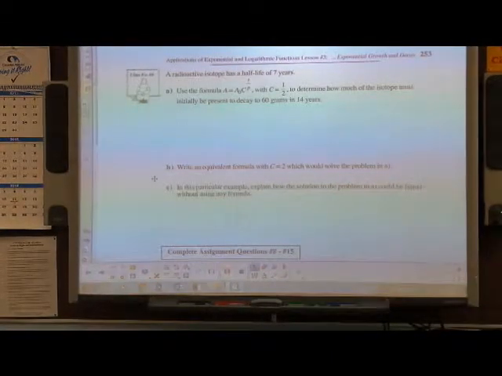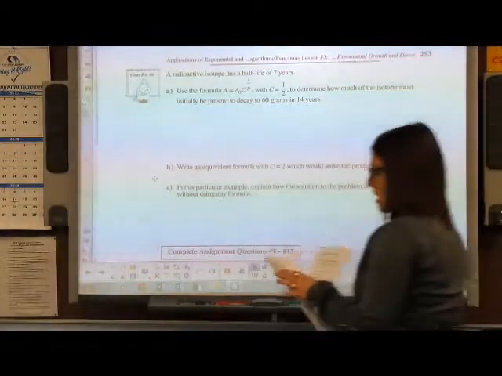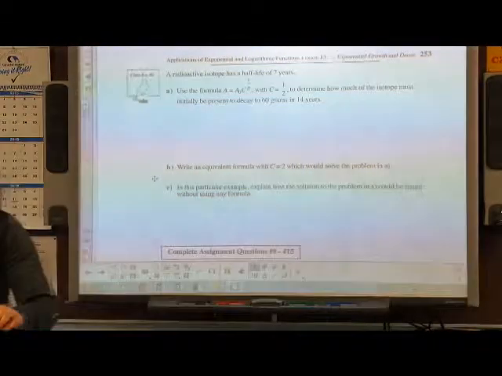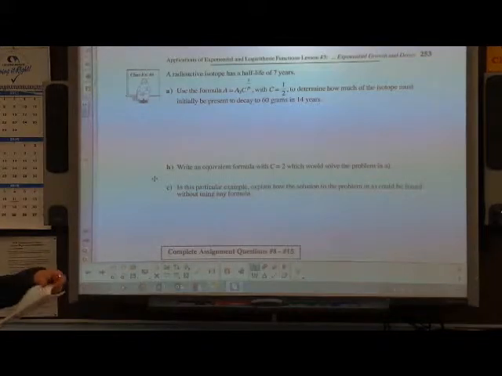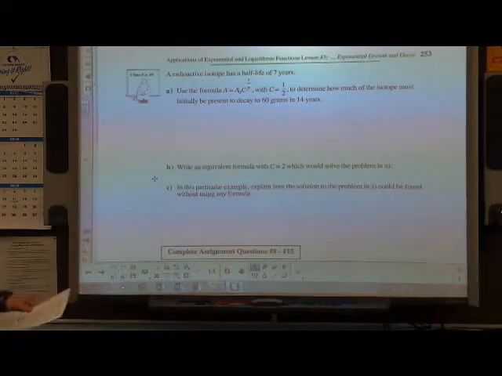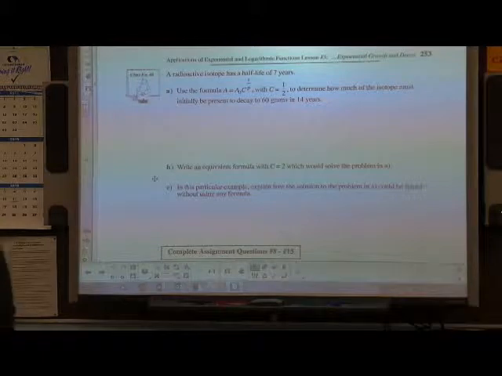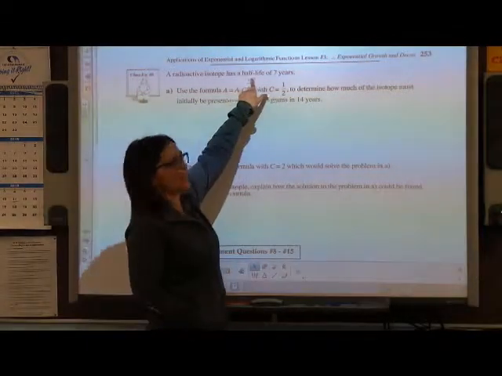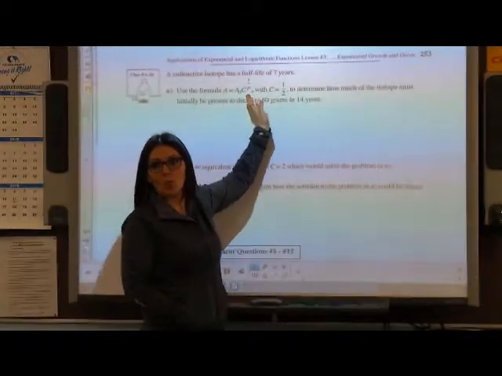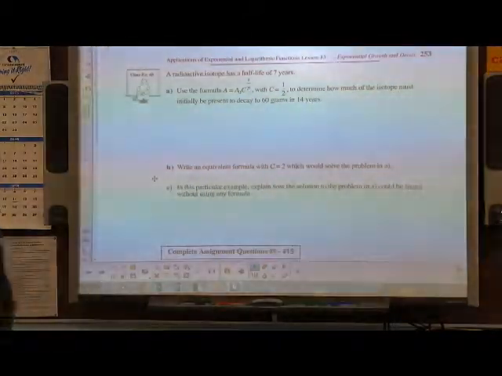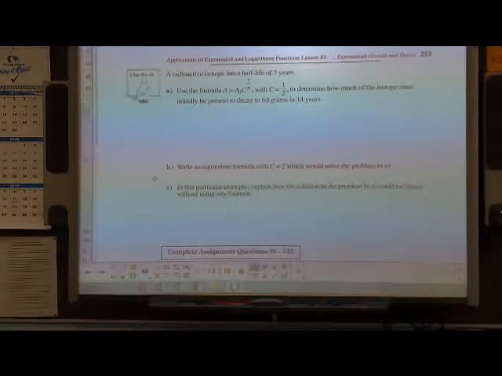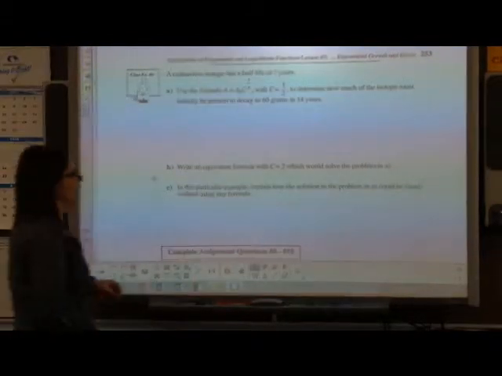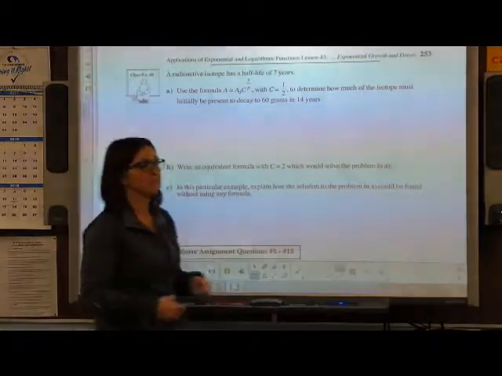Example number 6 when dealing with these exponential equations. So we've got a radioactive isotope. It has a half-life of 7 years. If we use the formula A equals A of 0 times C to the power of T over P, with C, the constant, being 1/2, and even if it didn't tell me, the fact that it says half-life, I should be able to know what that C value is. Determine how much of the isotope must initially be present to decay to 60 grams in 14 years.